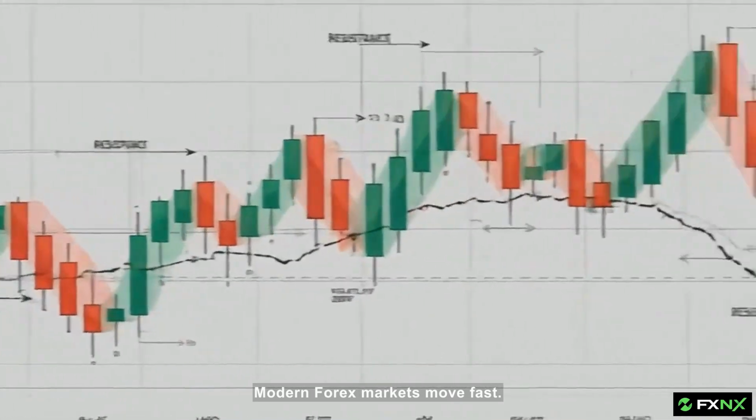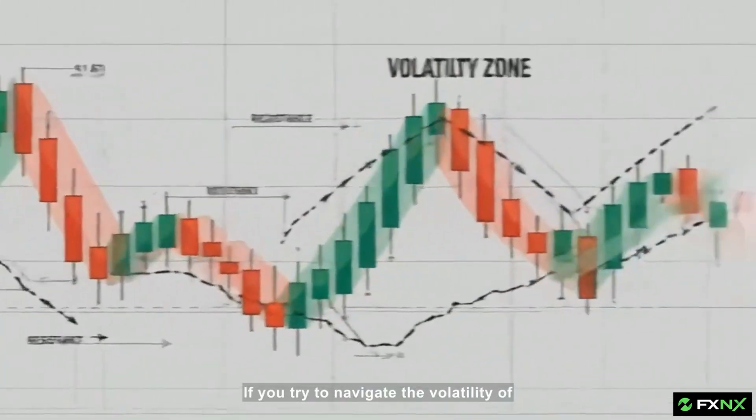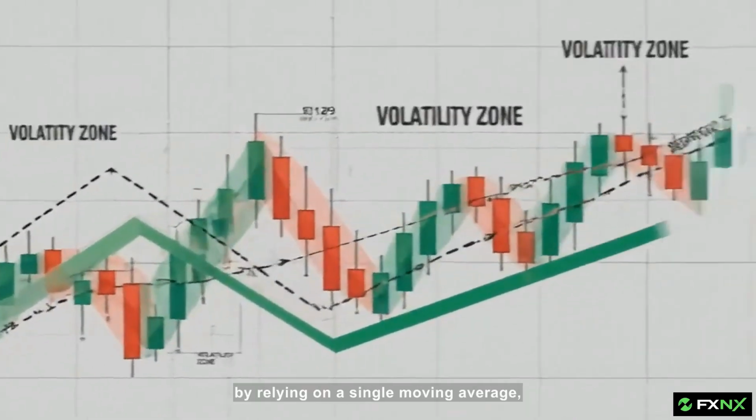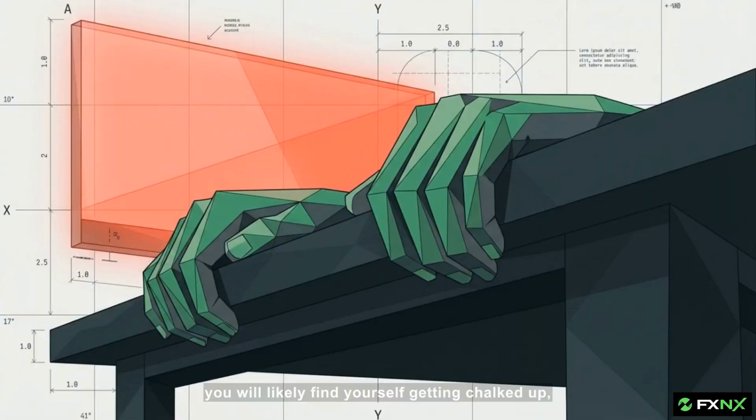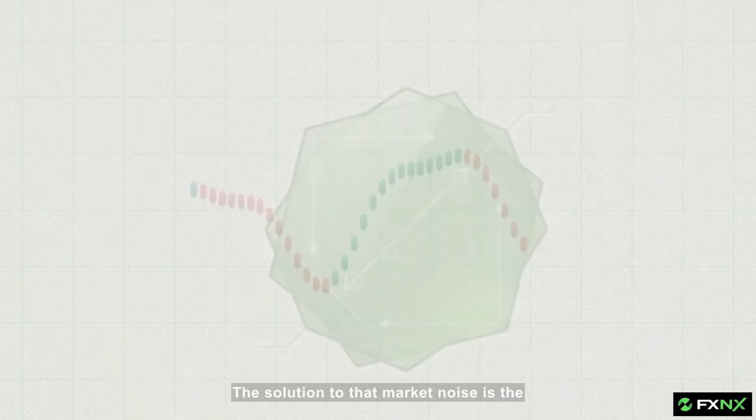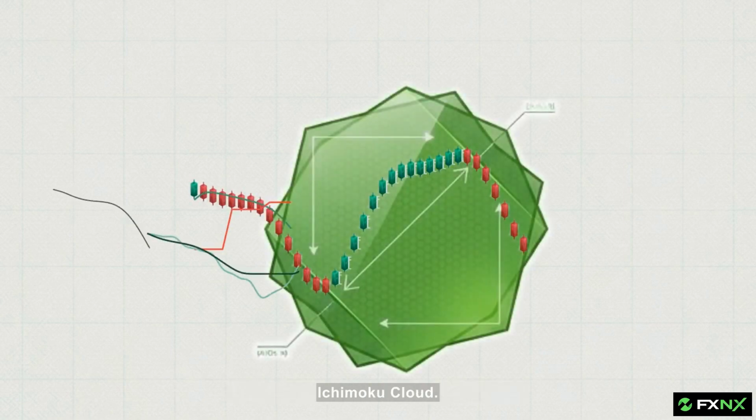Modern Forex markets move fast. If you try to navigate the volatility of 2026 by relying on a single moving average, you will likely find yourself getting chopped up, faked out, and repeatedly stopped out. The solution to that market noise is the Ichimoku Cloud.